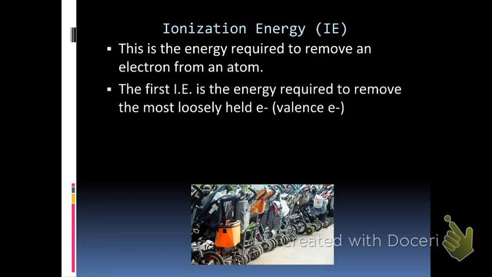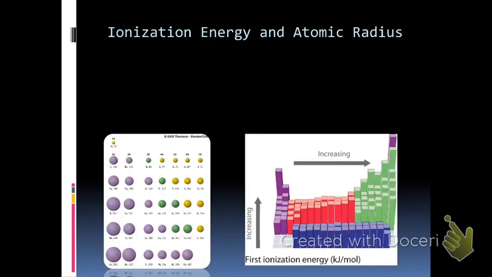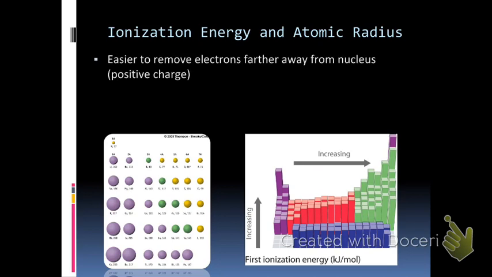The first ionization energy is the energy required to remove the most loosely held electron, so one of the valence electrons. There's also a second ionization energy and a third ionization energy. Okay, that's what it says there. So, ionization energy and atomic radius. What I want you to see is it's easier to remove electrons farther away from the nucleus, from the positive charge. So ionization energy and atomic radius are opposite, right? The bigger the atomic radius, the easier, the lower the ionization energy.